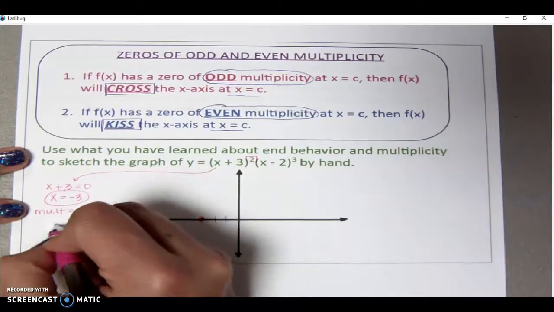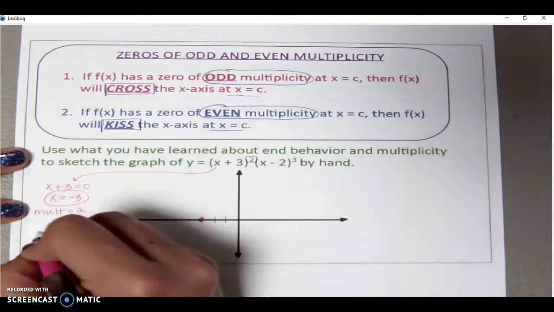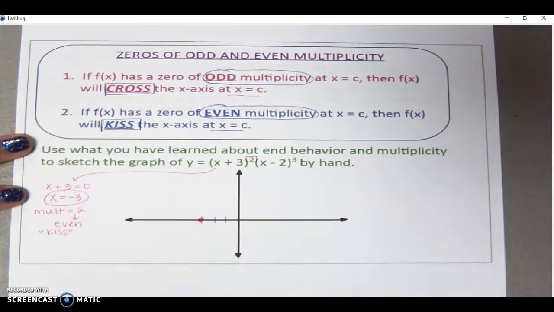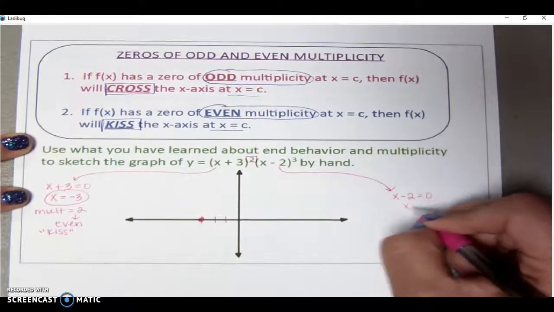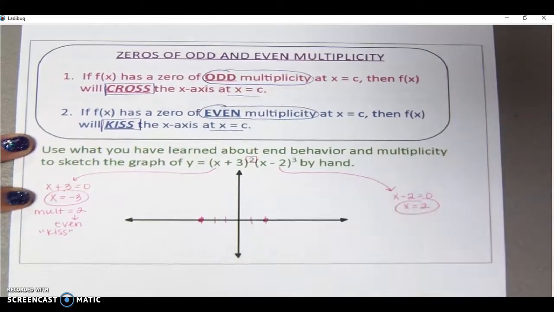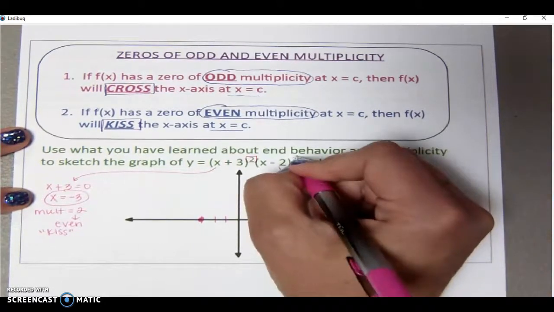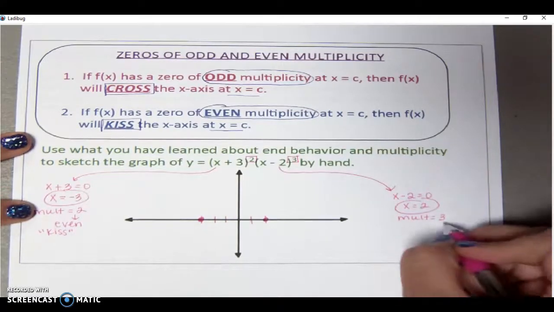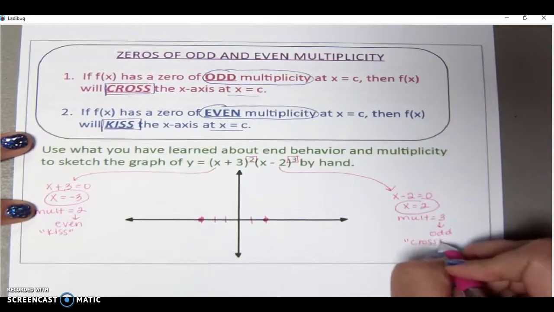Because this multiplicity is even, it says up here, even multiplicity is going to kiss the graph. Okay, so we'll look at more what that's going to mean when we actually get to the graph. Alright, our other zero here is at x equals 2. So at x equals 2, we're going to have another zero there. The multiplicity on x equals 2 is 3, because that's what the exponent is there. Since this is an odd multiplicity, it is going to cross the axis.